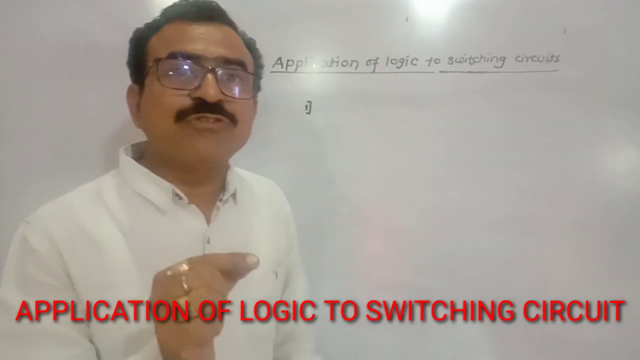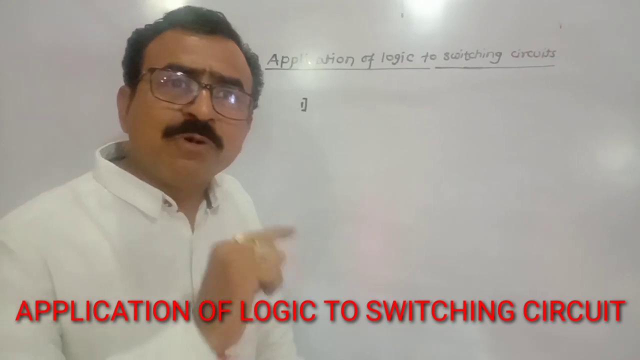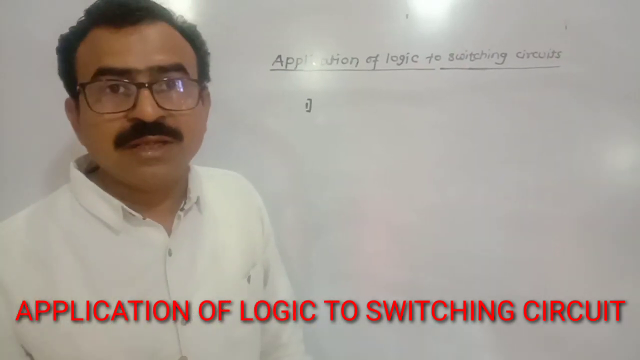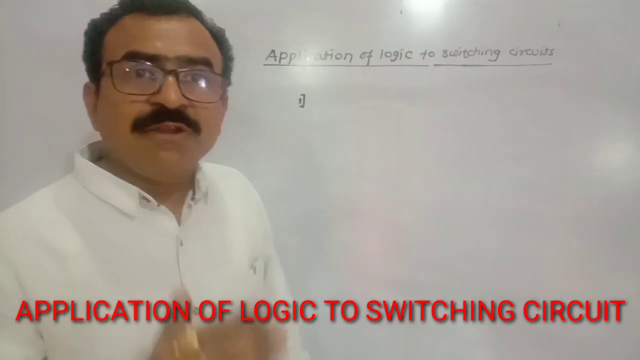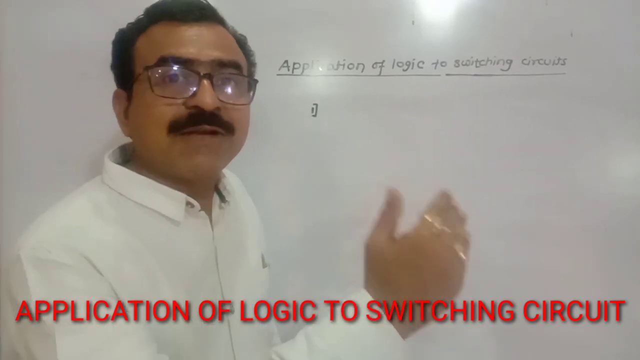So friend, in case of conjunction, you have to note one thing, and that is when both the statements are true, then their conjunction statement is true. And in case of disjunction, you have to note one thing, and that is when both the statements are false, then their disjunction statement is false.